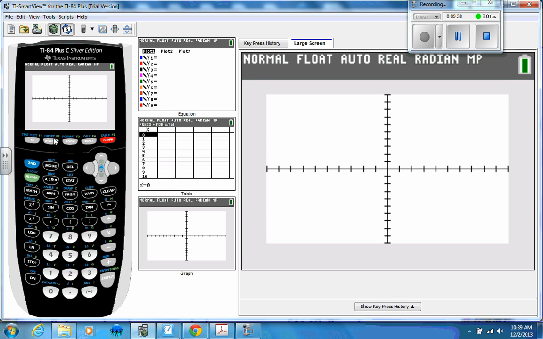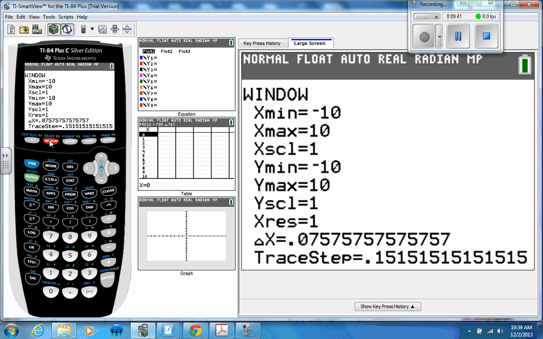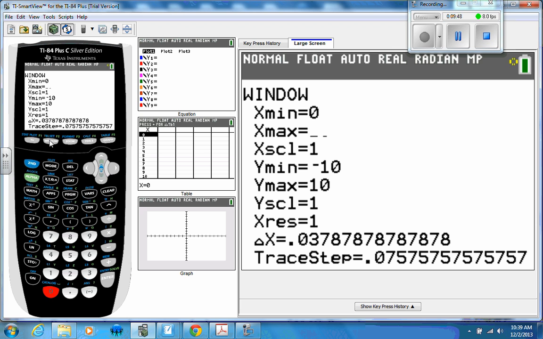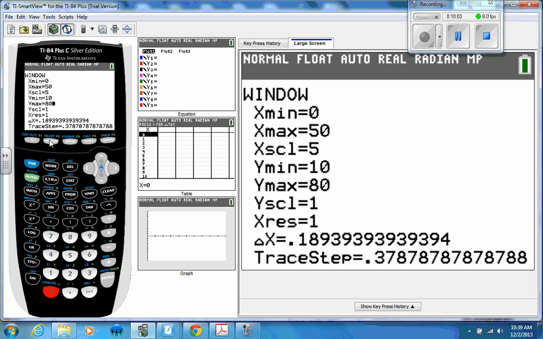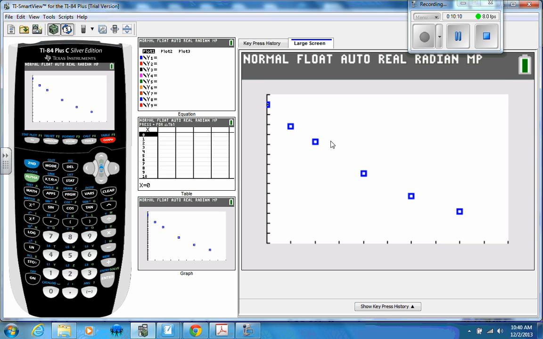Okay, so let's look at our window then, change our window here. Our minimum x is 0, our maximum x is 50 for our water. Let's put that as a scale of 5, and we can see it on the graph. Our y is our temperature, so maybe let's put it at 10, and then our highest was 80. Let's put 85. Let's put this at a 5, roughly. Okay, and if you go back to graph, you can actually see the scatter plot now.